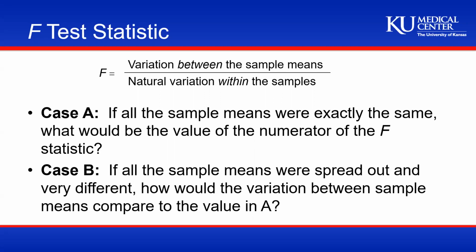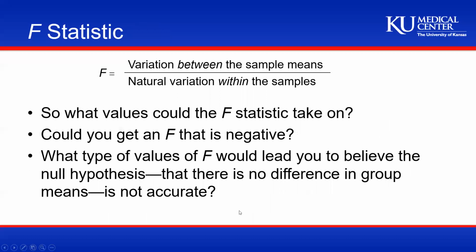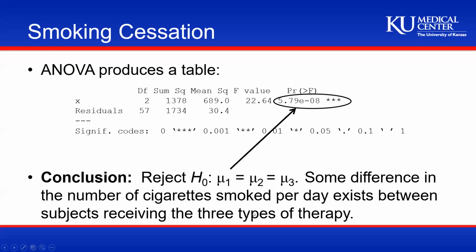And why do I say bigger than 1? It's because we know variances are always 0 or positive. So F will never be negative. It will only ever be 0 or positive. So I've already answered the questions here. You cannot get an F that's negative, and the values of F close to 1 would be ones that would be in support of the null.